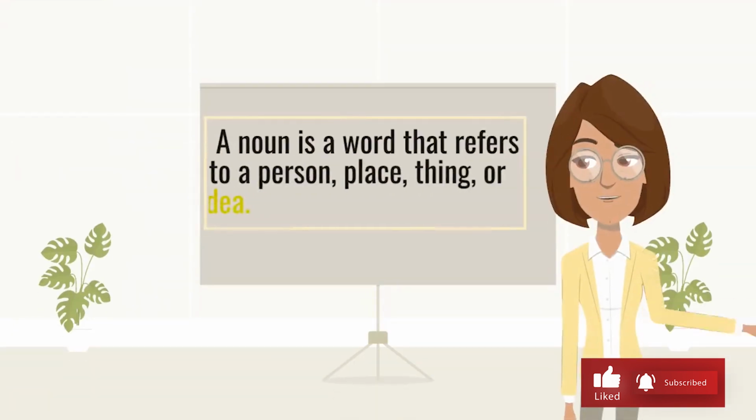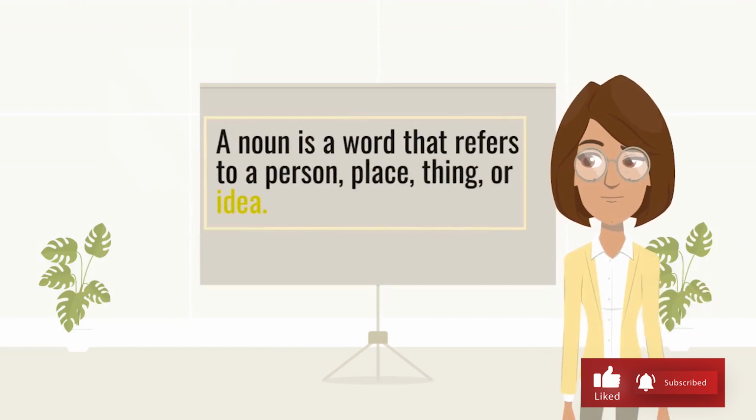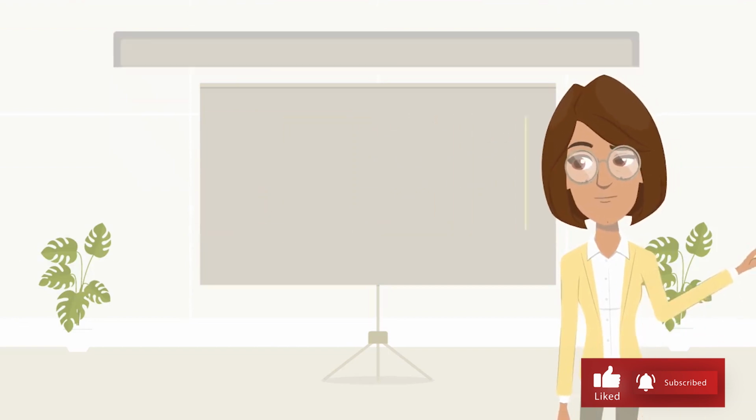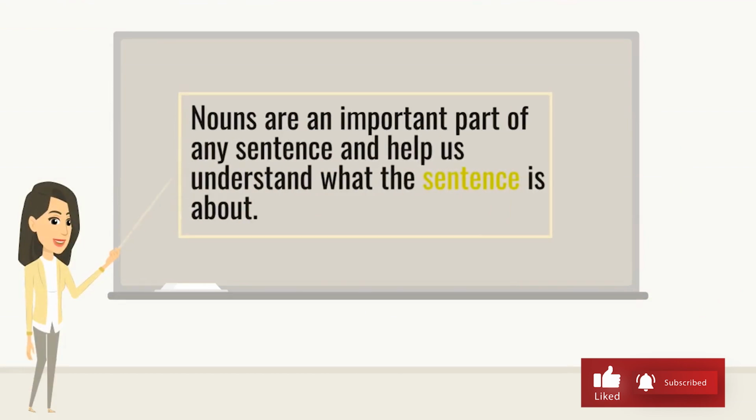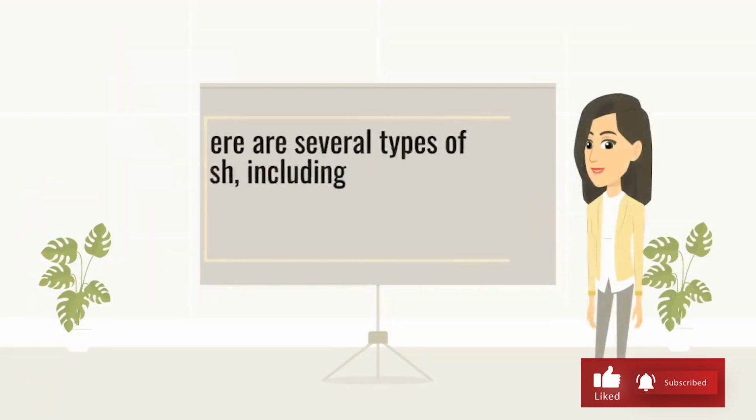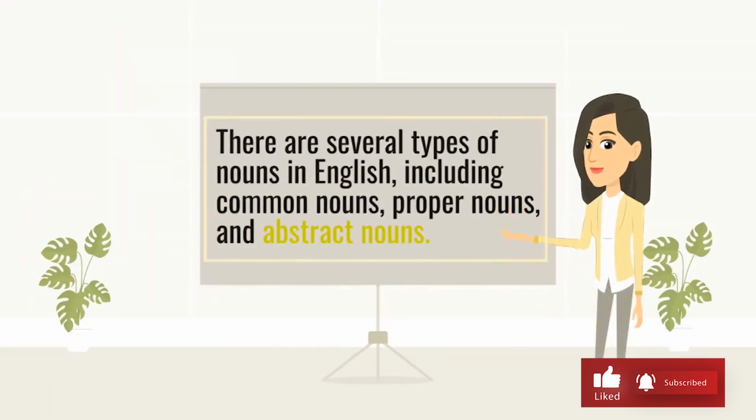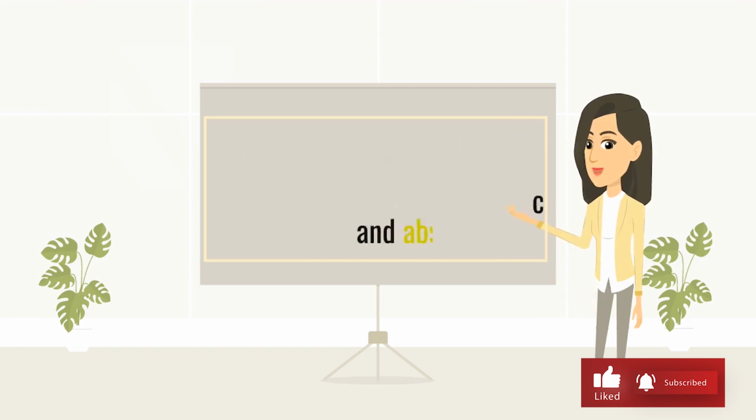A noun is a word that refers to a person, place, or idea. Nouns are an important part of any sentence and help us understand what the sentence is about. There are several types of nouns in English, including common nouns, proper nouns, and abstract nouns.